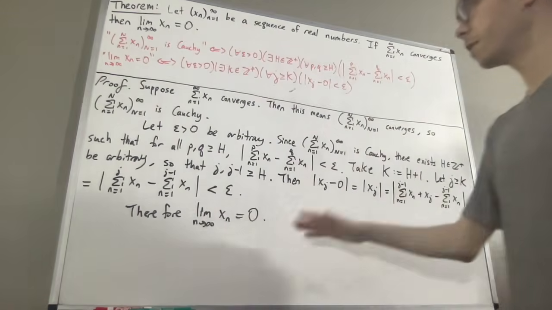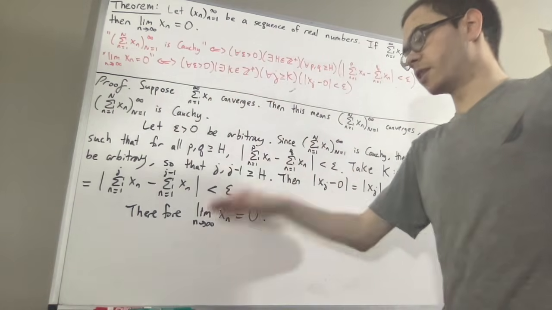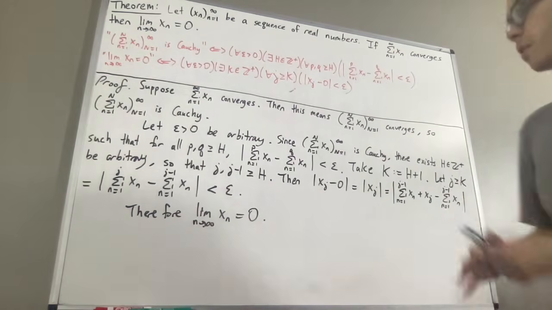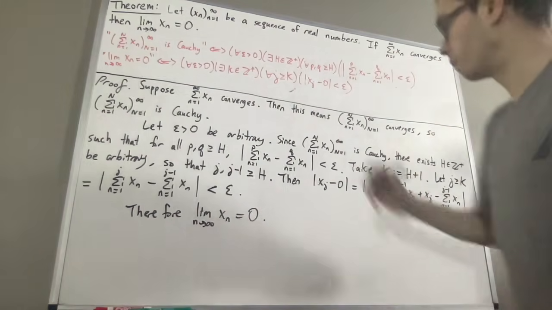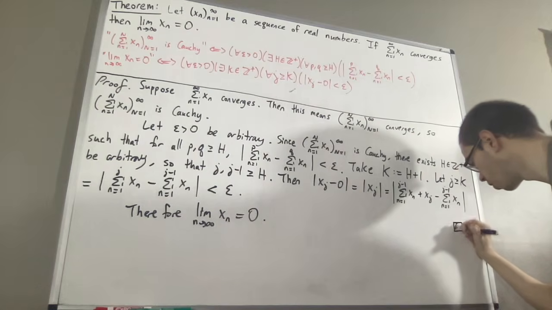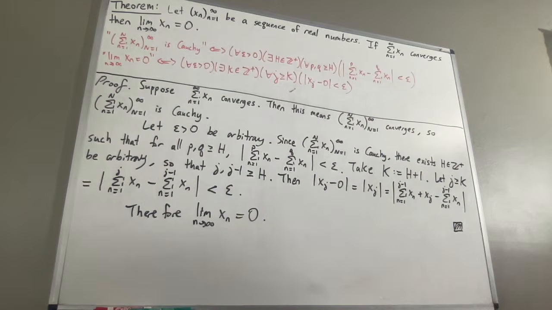And so we have proven if the infinite series converges, then the sequence of xn's converges to 0. And that's exactly what we wanted to prove. So this completes the proof. And so yeah, that's pretty much it for this video.